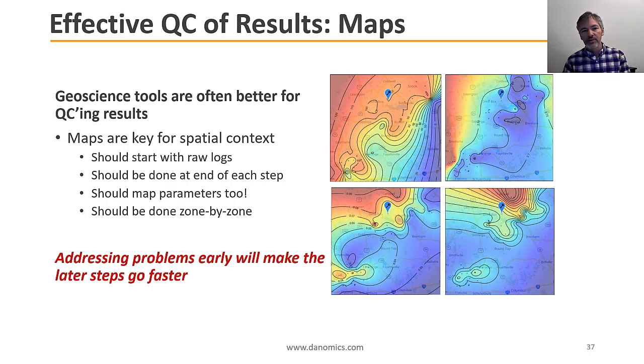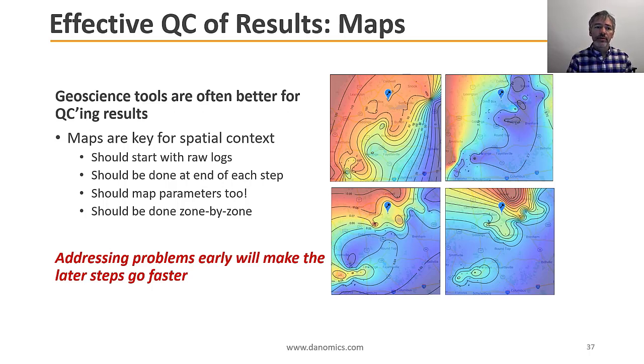You do your normalization, you QC it. You do your clay volume, you do another QC. And by doing this QC process along the way, as opposed to trying to do it all at the end, each module that you run, each step of the interpretation will be a little bit faster.